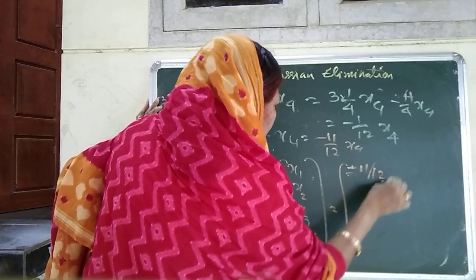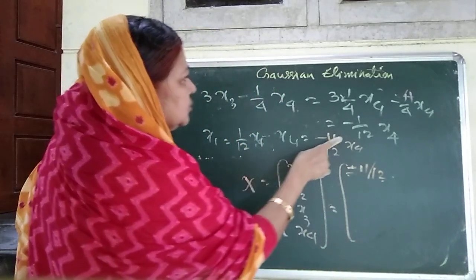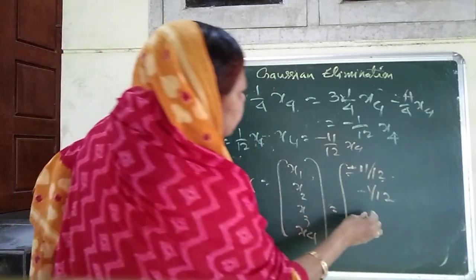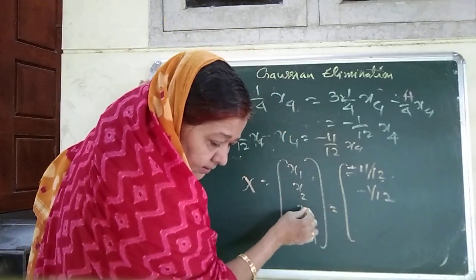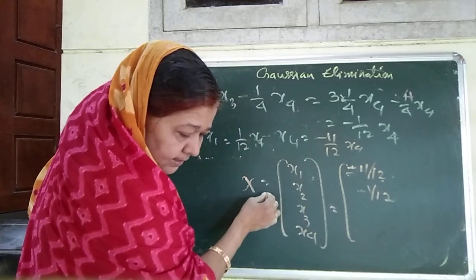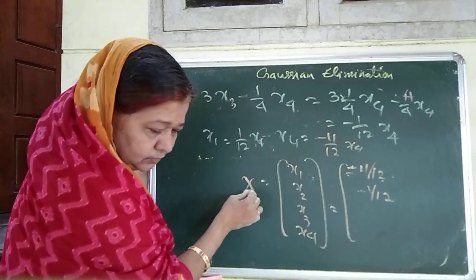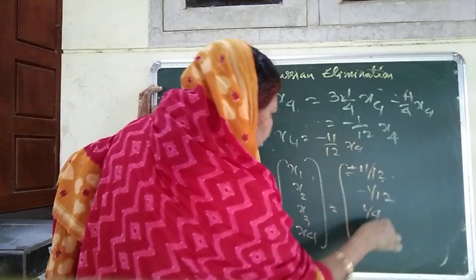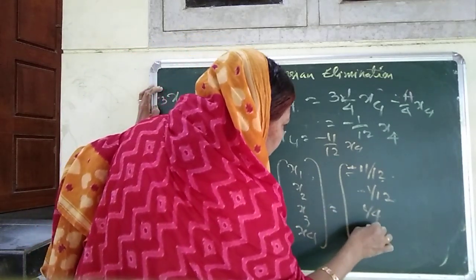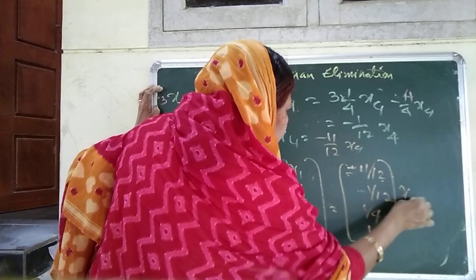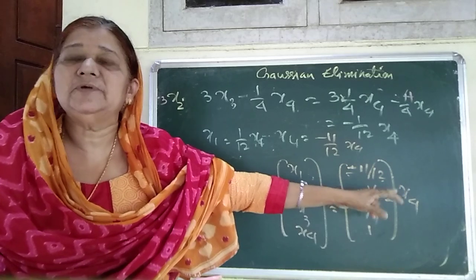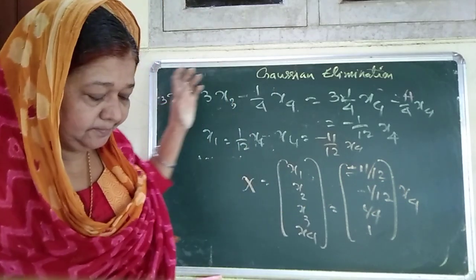Minus 11 by 12 x4. And x2 is minus 1 by 12 x4. And x3 is minus x3 equal to 1 by 4 x4, and this is 1 into x4. Thus we eliminate all the variables in terms of x4. It is the Gaussian method.